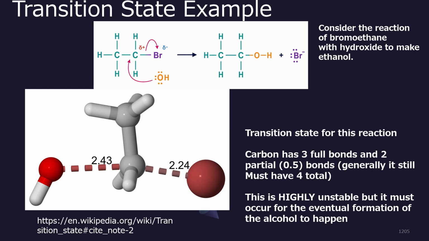But as you can imagine, this is highly unstable, and maybe a lot of the times it will not go all the way. The bromine will not fully break, the OH will try to come in and make a bond. It will be somewhat successful, but not overcome that hump on the reaction profile, and it will just fall back down to reactants. That would be a failed collision, either due to insufficient kinetic energy or bad orientation.